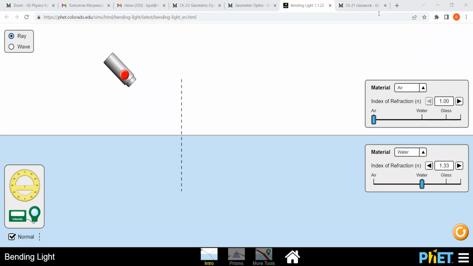All right, so let's start. Let's start today's lecture. So today you are going to learn about refraction and then lens.